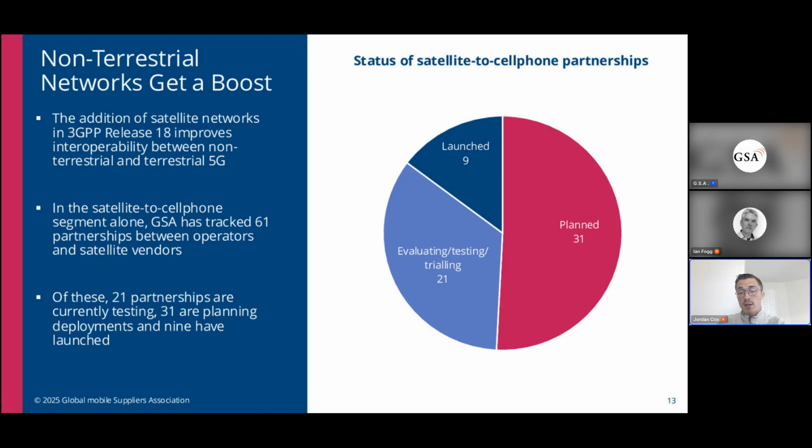The GSA has tracked 61 partnerships between mobile operators and satellite vendors across 40 countries, focusing specifically on satellite to cell phone services. And this is a huge leap forward in just a few years. And out of these, 21 partnerships are currently actively testing the services, 31 are planning deployments, and 9 have already launched commercial satellite to cell services.